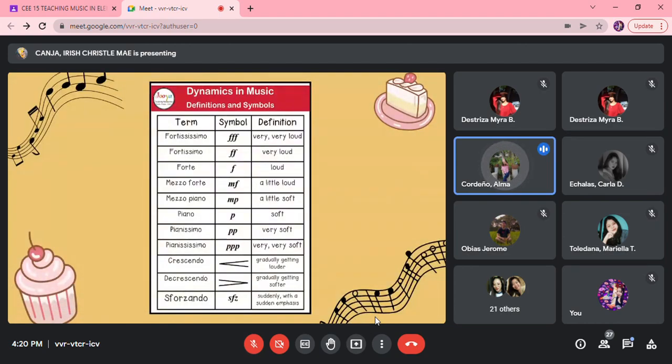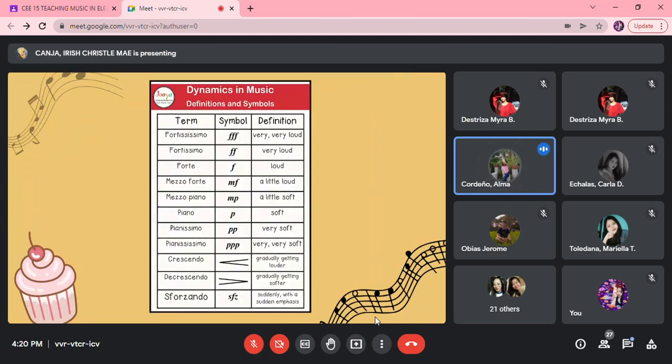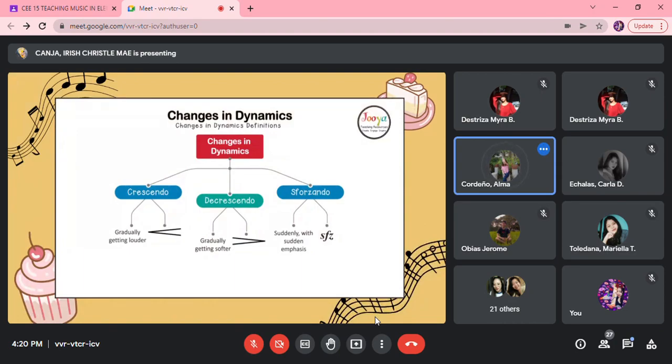So, crescendo is gradually getting louder. Decrescendo is gradually getting softer. Sforzando is suddenly with a sudden emphasis. Ito yung crescendo, malakas siya. Then dito po sa decrescendo, mahina. Yun lang po. Thank you.